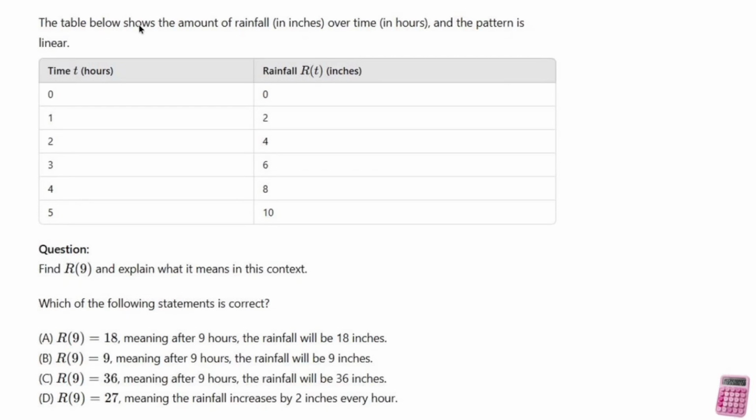The table below shows the amount of rainfall in inches over time in hours, and the pattern is linear. So we have time in hours, we have rainfall in inches. It's asking me to find out what R of 9 is and explain what it means in this context. Now, this is a calculator problem, the first one of the entire practice test. Looking at the numbers, it's not bad. It's actually really nice. So you're probably like, I don't need a calculator.